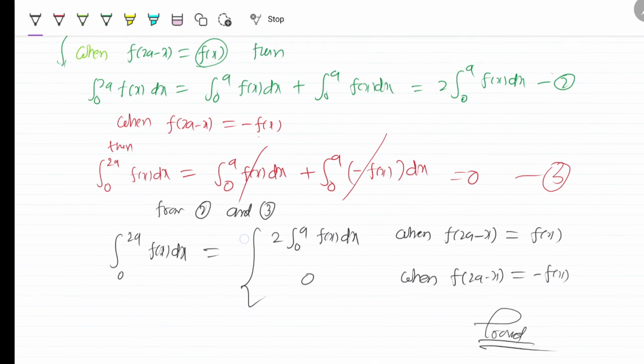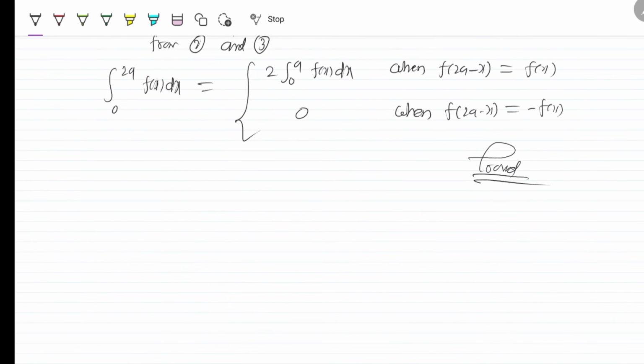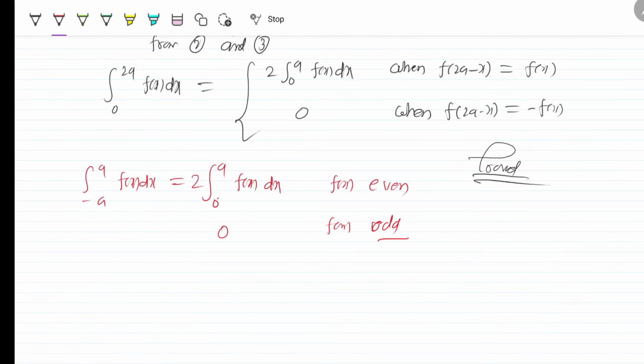Now the last property: the integral from minus a to a of f(x) dx is twice the integral 0 to a f(x) dx when f(x) is even, and 0 when f(x) is odd. So this property we will prove in a separate video.